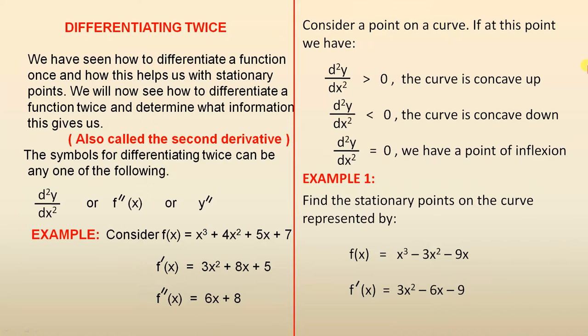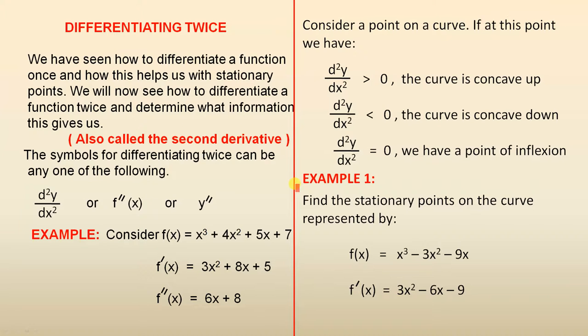Differentiating twice. We have seen how to differentiate a function once and how this helps us with stationary points. We will now see how to differentiate a function twice and determine what information this gives us. This is also called the second derivative. So when you differentiate twice, we can refer to it as the second derivative. The symbols for differentiating twice, or for the second derivative, can be any one of the following: d squared y over dx squared, or this one, the function f(x) with 2 dashes, or the y with 2 dashes.